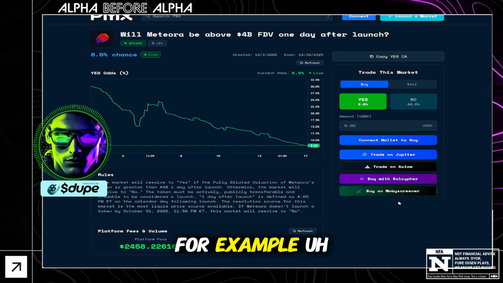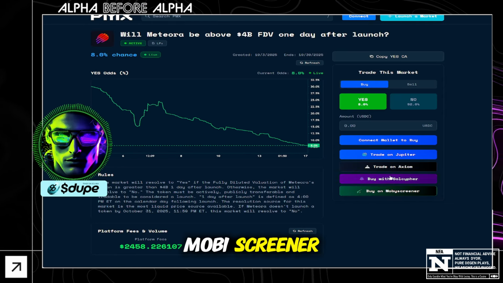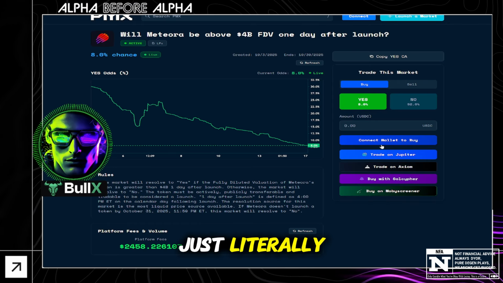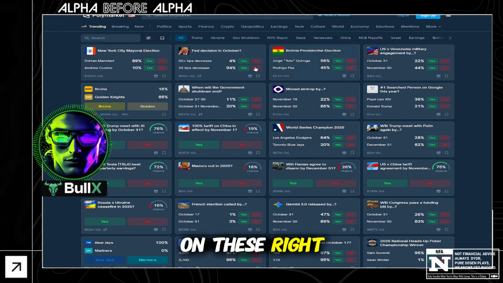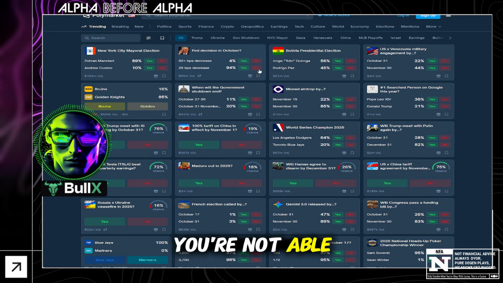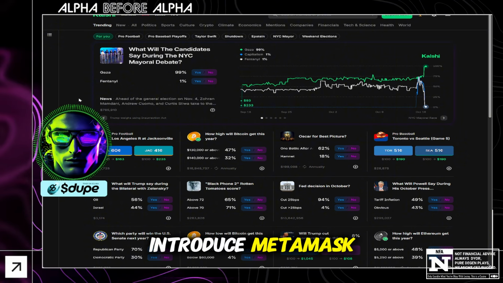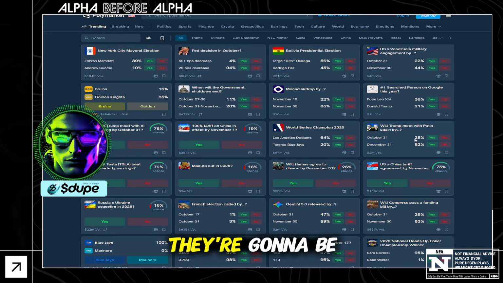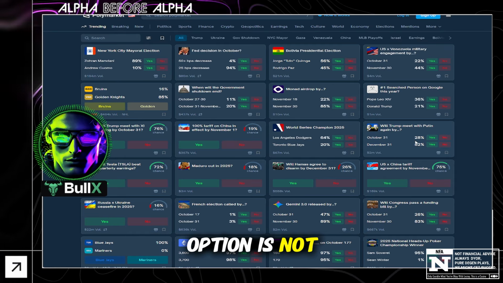For example, the majority of you guys know Axiom. The majority of you guys know Mobi Screener. Some of you guys trade through Jupiter, or you could just literally connect your wallet and trade here, which is going to be really, really cool, because on these right here, currently you're not able to do that. I know Kalshi was saying that they were going to introduce MetaMask, so you're going to be able to connect to that. And then Polymarket is going to be introducing the same thing, but at the current moment, that option is not available.